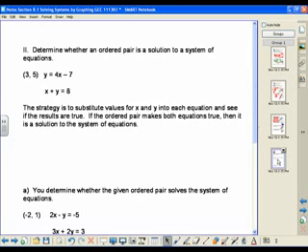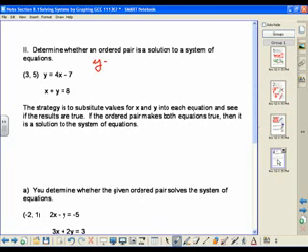Now, we also want to determine whether these equations fit. In other words, they give you an ordered pair. Does it fit? All we do is substitute the point into both equations and see if both sides of the equation are equal. The strategy is to substitute the values for x and y into each equation and see if the results are true. If the ordered pair makes both equations true, then it is a solution to the system of equations.